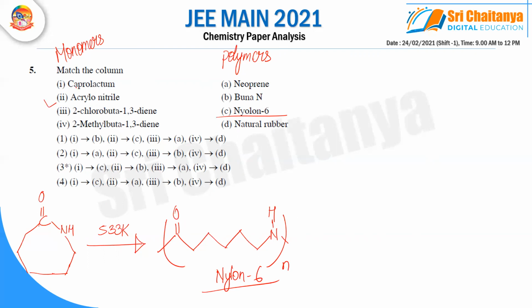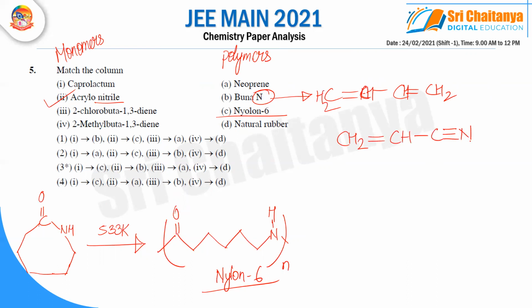The next one is acrylonitrile. So what is the trick here? N stands for nitrile, and also we have an N here. So it is basically a monomer of buna N. So this buna N is a polymer of two things. One is 1,3-butadiene and acrylonitrile. So 2 should match with B.